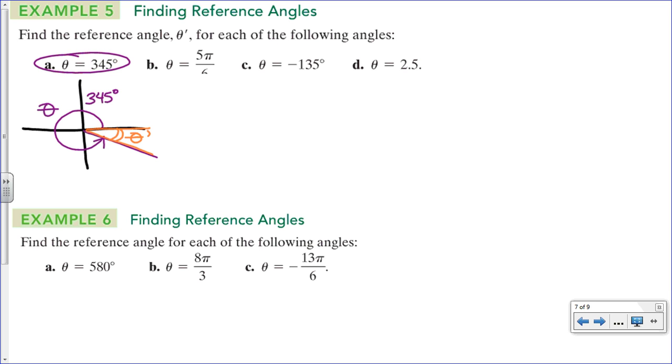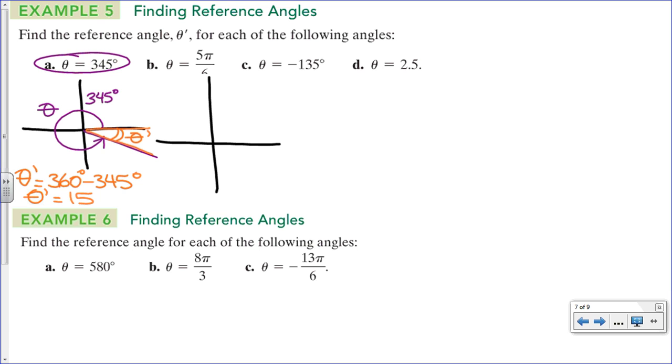So in this case, we could find it numerically by doing this. Theta prime will be equal to 360 minus 345. And so that will tell us that theta prime is equal to 15. Okay, let's move on to the next one.